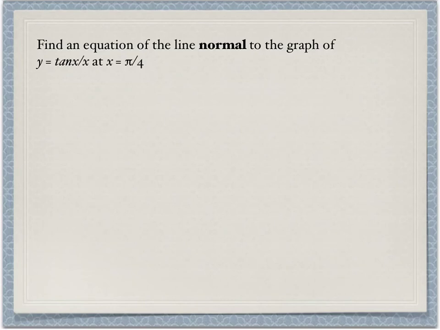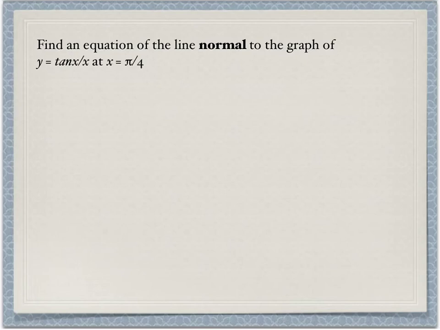Alright, we might not get through this one, but I might just get started on this and maybe try to finish this in class perhaps. Find an equation of the line normal to the graph of y equals the tangent of x over x at x equals pi over 4.